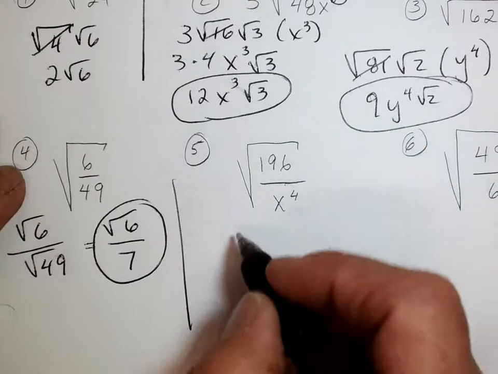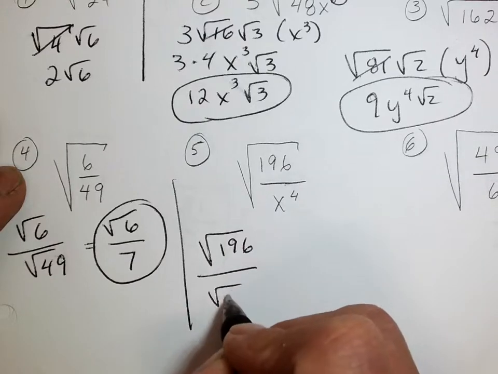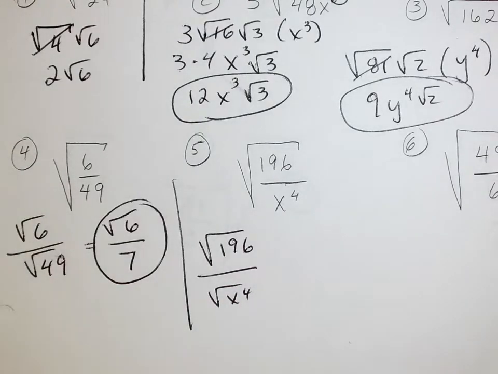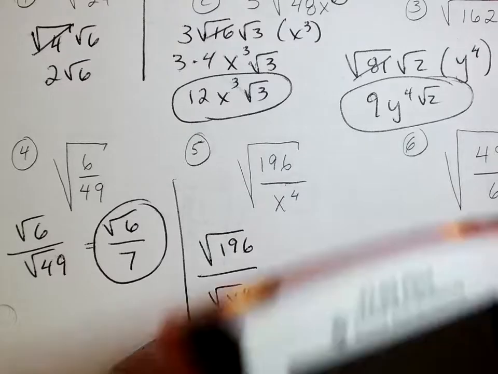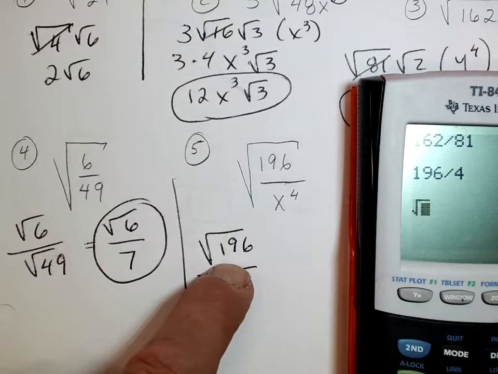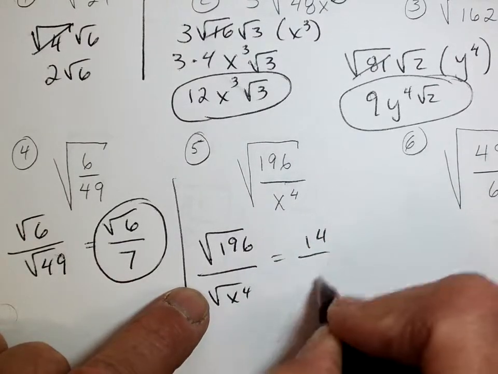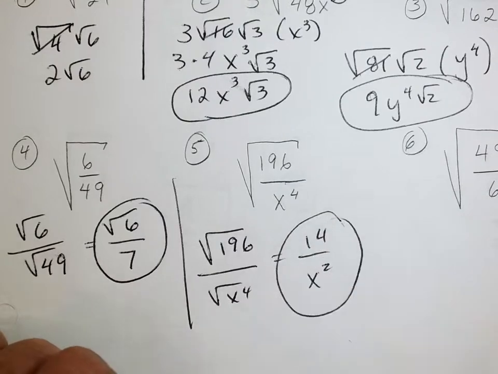Number 5, let's break it up into two parts. Square root of 196 over the square root of x to the 4th. Now again, 196 has got to be one of these numbers. I'm not sure, so let's divide it by, say, 4. Okay, 4 and 49. So maybe 196 is a perfect square. 196, what do you know? It goes straight to 14. Oh, I like that one. So they're both perfect squares. So it's going to go straight to 14 over x squared. Okay? It is 14.